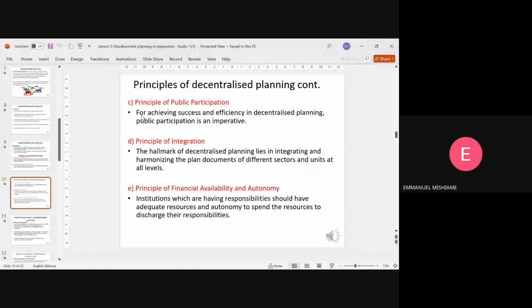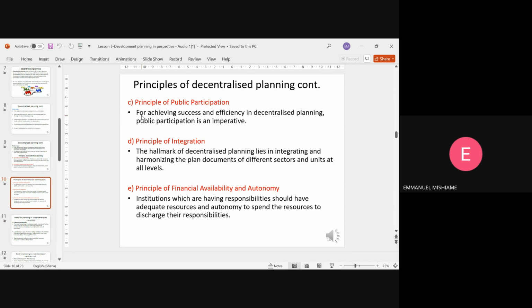Now, there's also the principle of public participation. For achieving success and efficiency in decentralized planning, public participation is an imperative. Embedded deeply in the whole concept of decentralized planning is the concept of public participation, where the views and opinions of everybody in the community or at the local level are taken care of. This includes men, women, children, people living with disability, marginalized individuals like people of minority tribes, or even foreign people or immigrants. So the views and opinions of all these people must be adequately catered for for success to take place in a decentralized state.